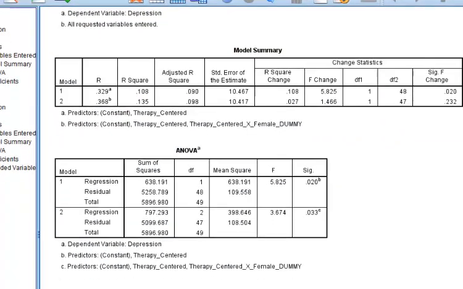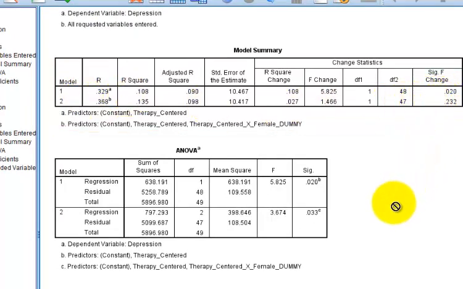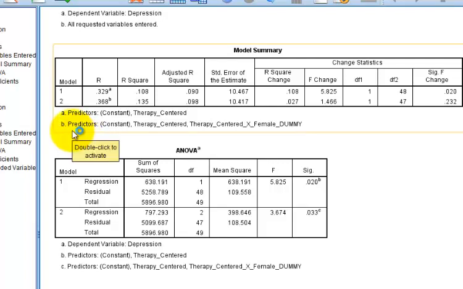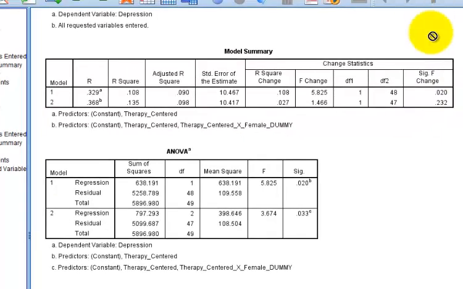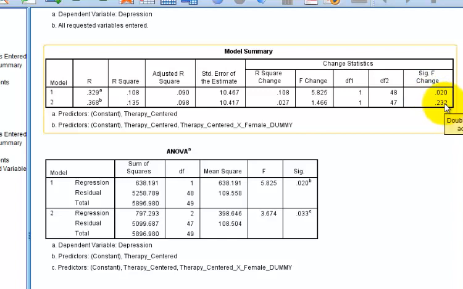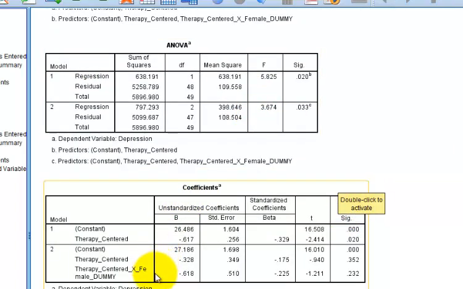So this is strictly the centered therapy, which I know by itself is significant, right? And then with adding the female dummy, it is not significant, okay? So that kind of is making my eyebrows go up because I know there's a difference between males and females, but that's not reflecting here in the second model. And I really don't care about the ANOVAs, but I do go to the coefficients box down here.